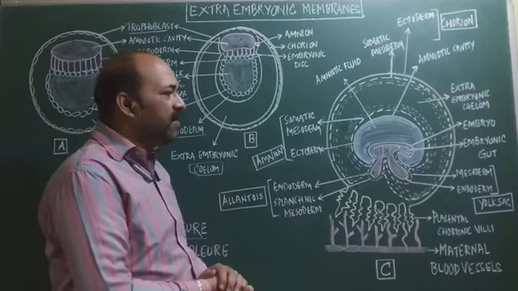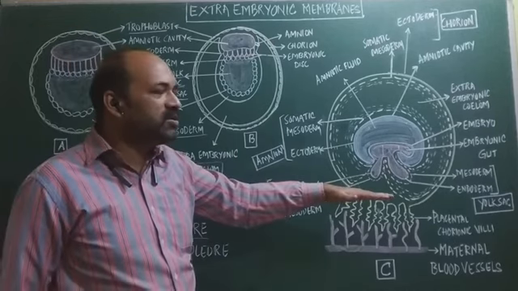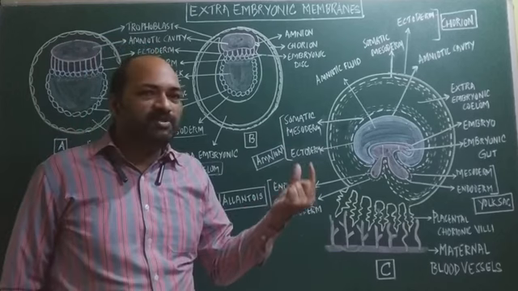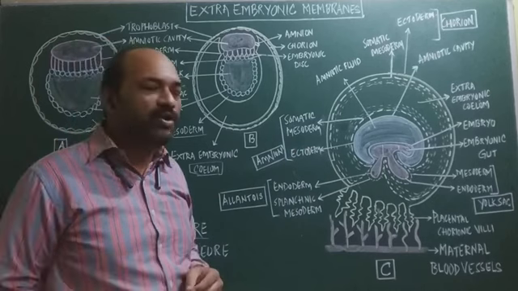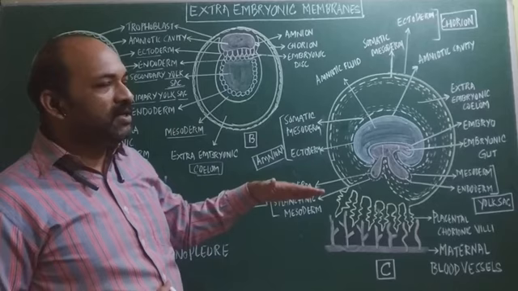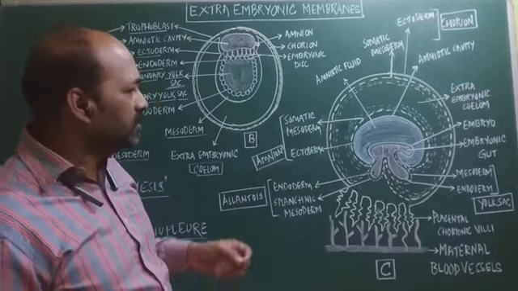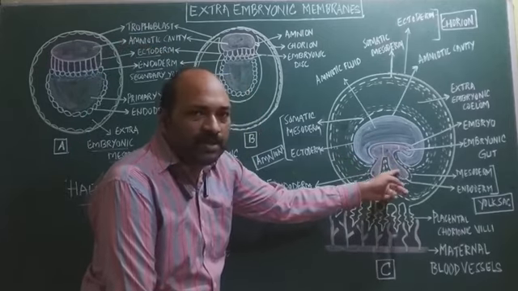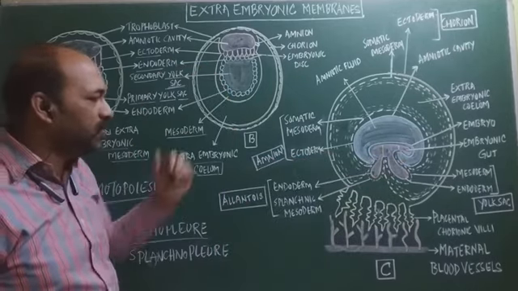So this yolk sac, which is confined to hematopoiesis, continues the production of the blood up to the 7th week, and later it completely diminishes in size, and there is a formation of another organ called the liver. So the liver thereafter takes part in hematopoiesis. This yolk sac is located below the embryo. Is that clear? So this is the first extra embryonic membrane, yolk sac.